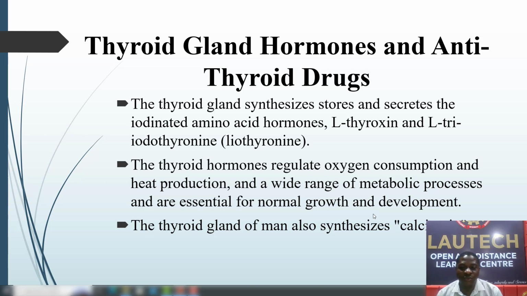normal growth and development. So if you remember your physiology of thyroid gland, you discover that thyroid gland functions as regulation of oxygen consumption, heat production, then a wide range of metabolic processes that take place in our body. And lastly, they are essential for normal growth and development of various systems in our body. So the thyroid gland of man also synthesizes calcitonin, and we all know the function of calcitonin.